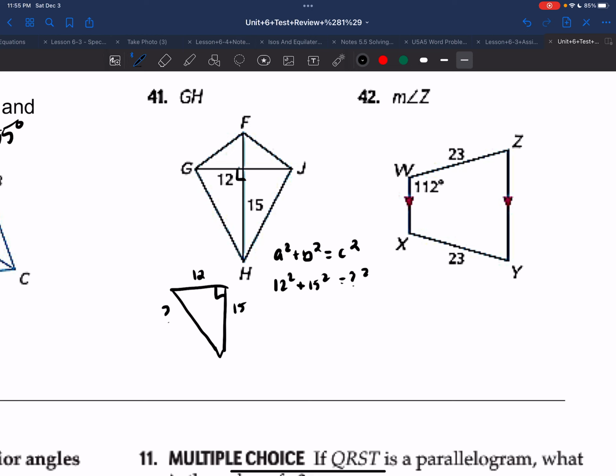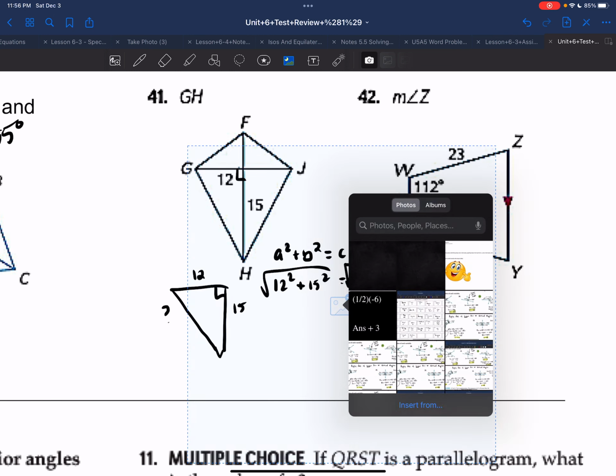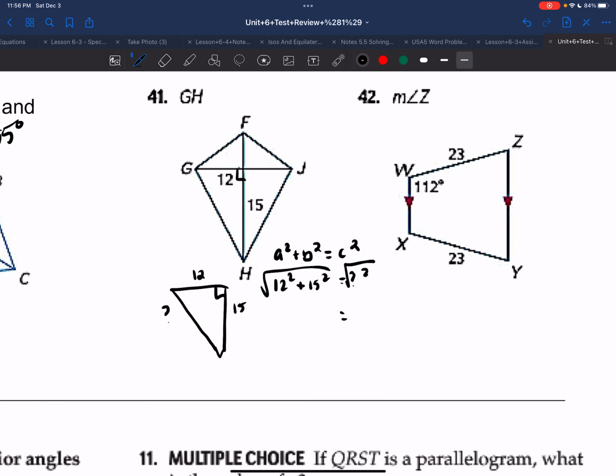Okay? So the question mark squared, I can take the square root, because I want the question mark by itself. So first of all, this is going to go away. That's going to be a question mark. Stop doing that. What the heck? If I put a question mark there. So take the square root of 12 squared plus 15 squared. That is going to give you 19.2. Okay, so GH is 19.2.